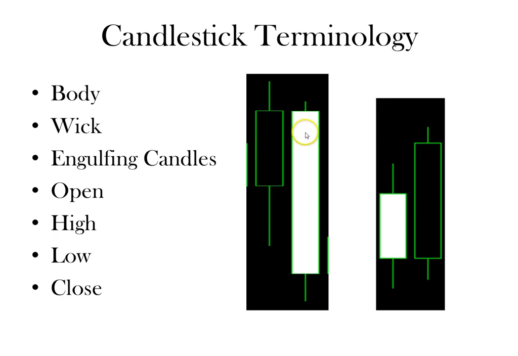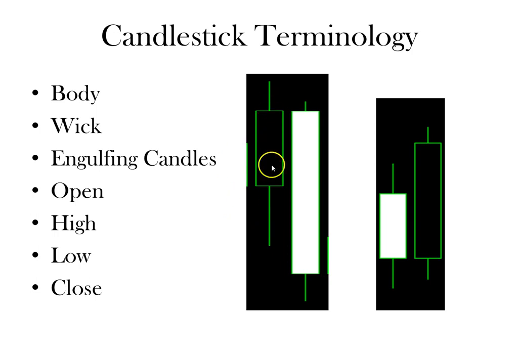And again, a bearish candle, the open is always at the top. It goes to its highest, creates a wick, goes to its lowest, creates a wick, and then closes, and it creates the body of a bearish candle. So again, you have your open, your high, your low, and then your close.